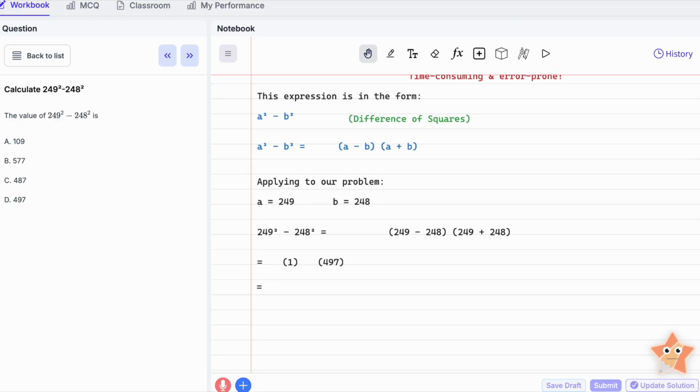Finally, we just need to multiply these two results. 1 times 497 is, of course, 497. So the value of 249 squared minus 248 squared is 497. This matches option D.